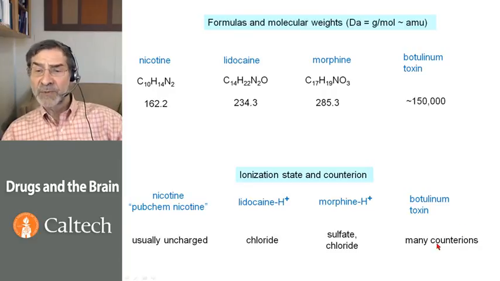Botulinum toxin presumably has in it protonated and unprotonated groups. It may have some chloride or sulfate ions. It may have waters of hydration in it. Counterions and waters of hydration are rather poorly defined, as far as I know, for botulinum toxin.